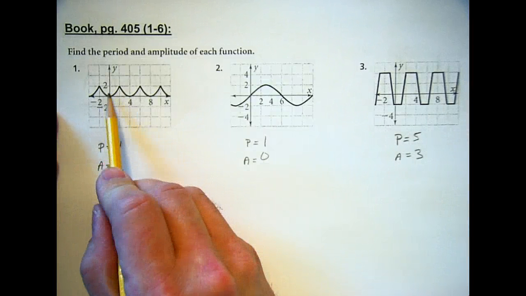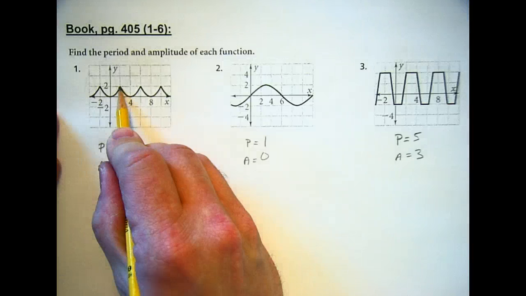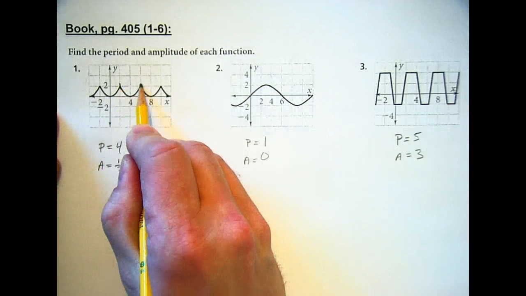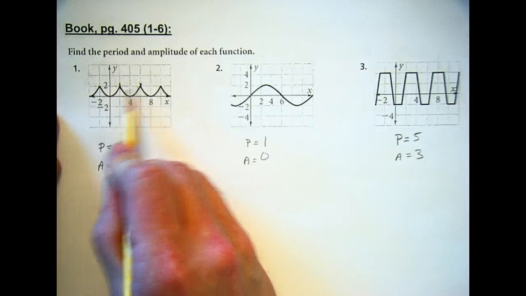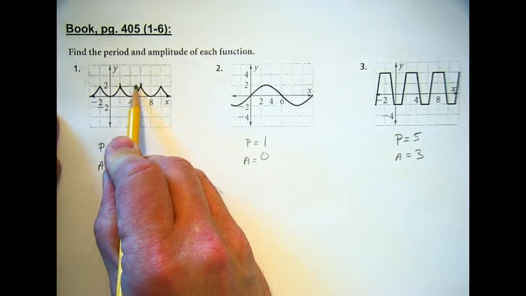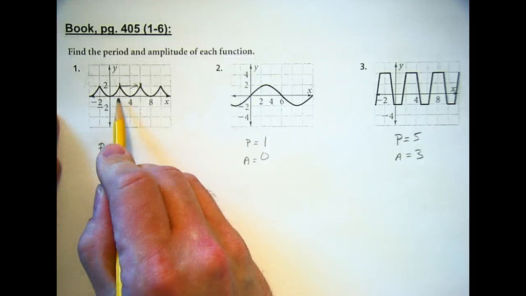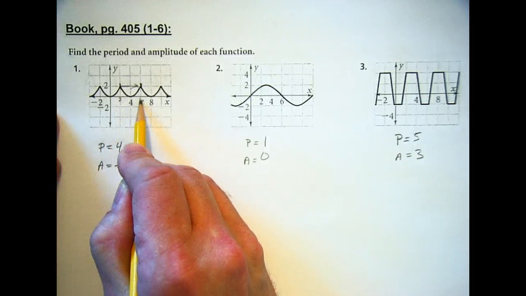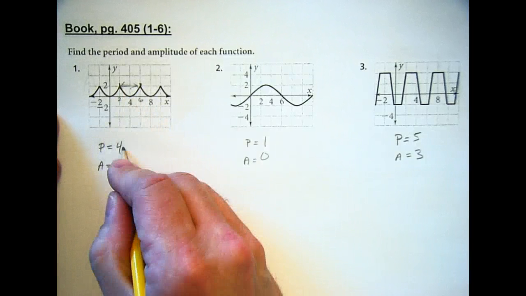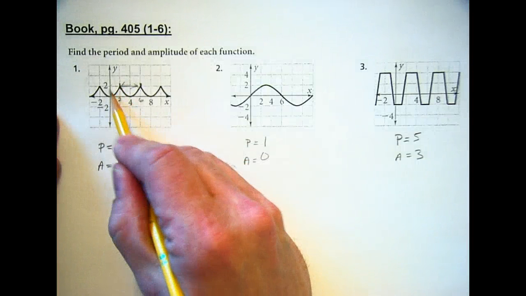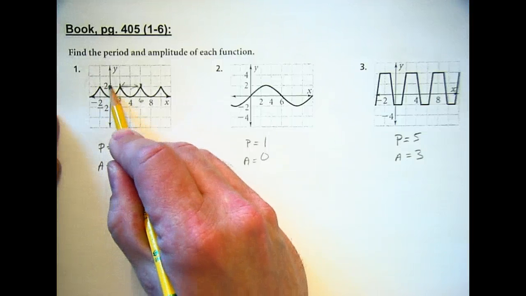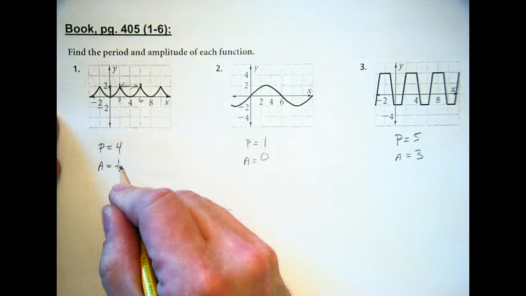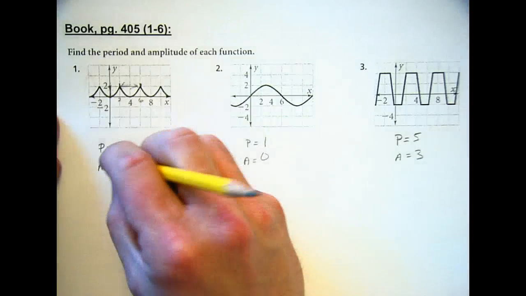So the period for number 1. We start here. I'm going to just take some easy points to look at. From there to there represents where we start repeating. So this has a length of 4. The scale is 2. So period's correct. Amplitude, we go up 2. Minimum is 0, maximum is 2, so that's a height of 2. Cut that in half is our amplitude, so this should be 1.